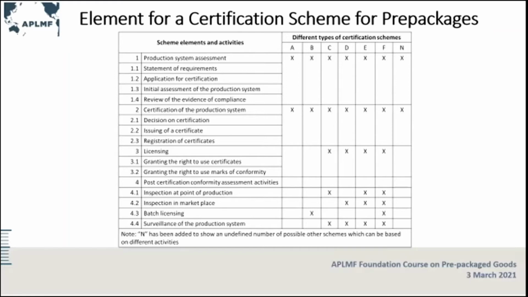And then for scheme B, it is exactly similar to scheme A, covering the production system and also the certification of the production system. But scheme B also covers the post-certification conformity assessment activities. It is regarding the batch licensing. So this is similar to A, but only adding the post conformity assessment activity.